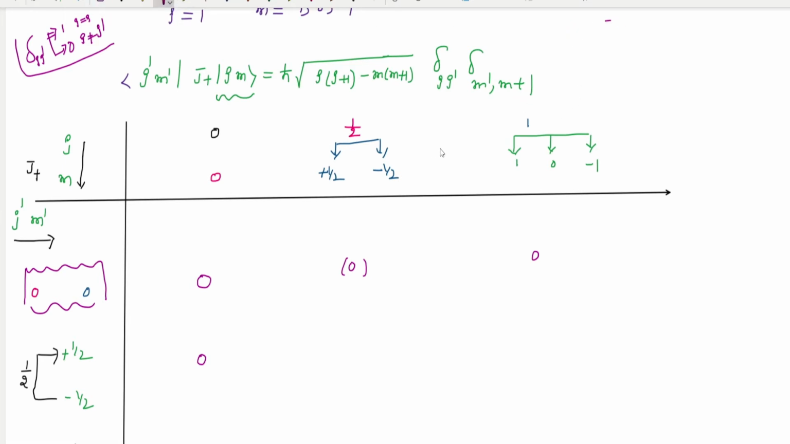Okay. See, here j is equal to 1 divided by 2. J prime is equal to 1 divided by 2. So this will become a normalized 1. j prime equal to 1. J is equal to 1, first condition.